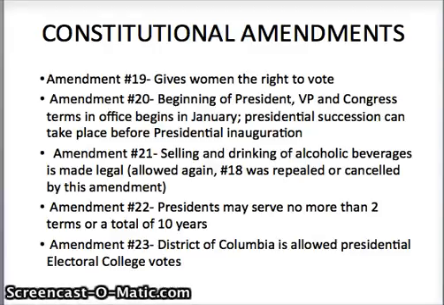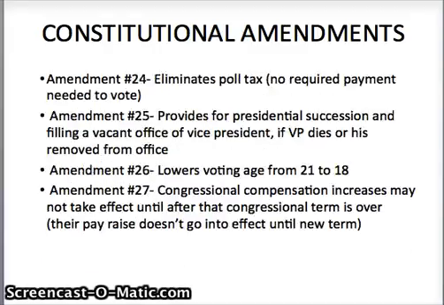Amendment 23, District of Columbia is allowed presidential electoral college votes. They're not in a state, so all the people who lived in D.C. couldn't vote before for president. Now they can. 24 got rid of the poll tax. Now you can vote for free.